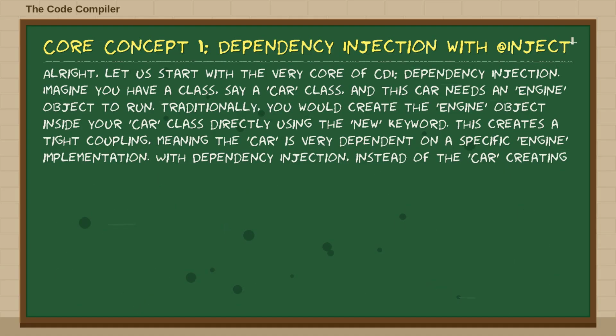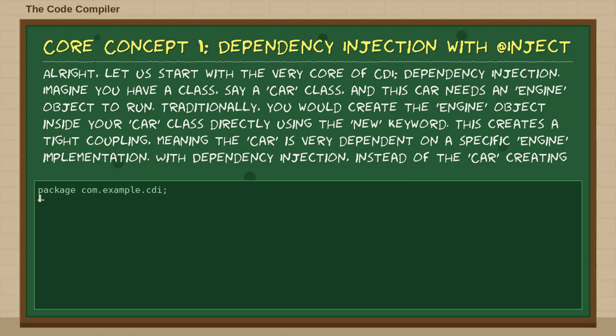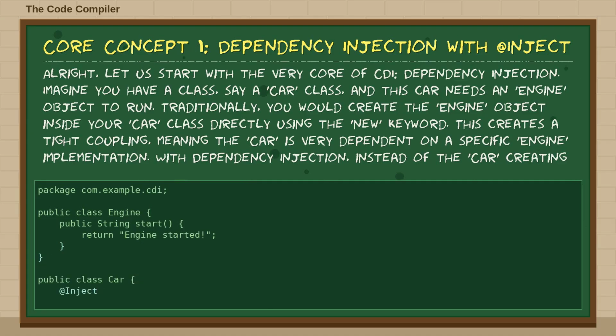You simply tell CDI, hey, I need an engine here, and CDI intelligently injects it for you. This is achieved using the @Inject annotation. Look at this simple code example. Instead of new Engine, we just declare private Engine and annotate it with @Inject. CDI does the magic of providing the instance. This makes your code more flexible, testable, and easier to maintain.